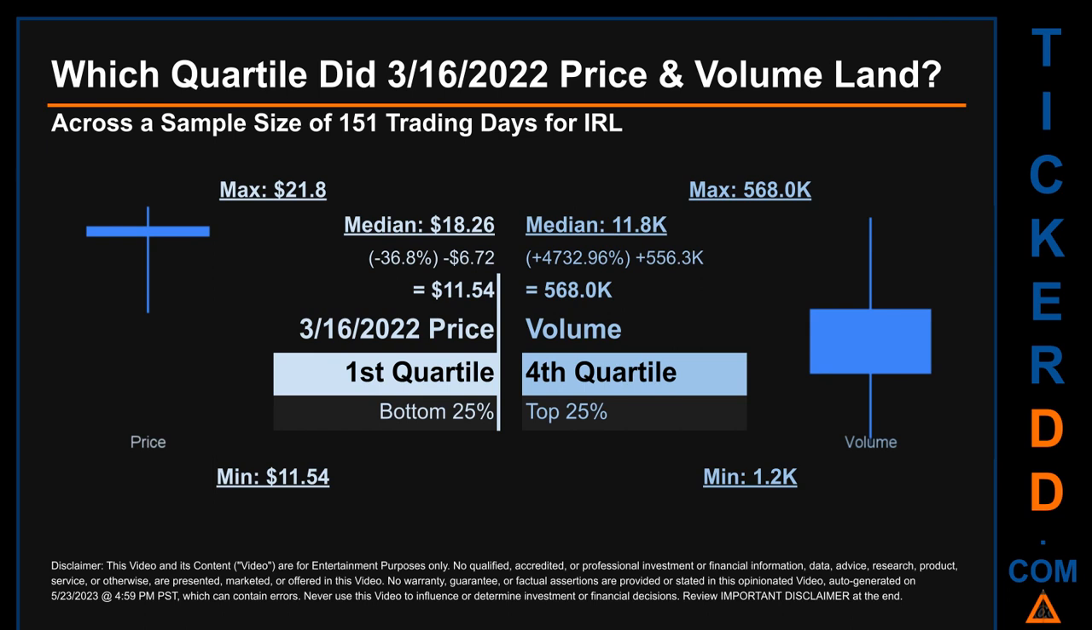Quartiles tell us about the spread of a data set by breaking that data set into quarters, just like how the median breaks the set into half. Descriptively, IRL has a median price of $18.26. Therefore, March 16, 2022 price was lower from that middle marker by 36.8%. The day's volume of 568,000 was more than the median by 4,732.96%.